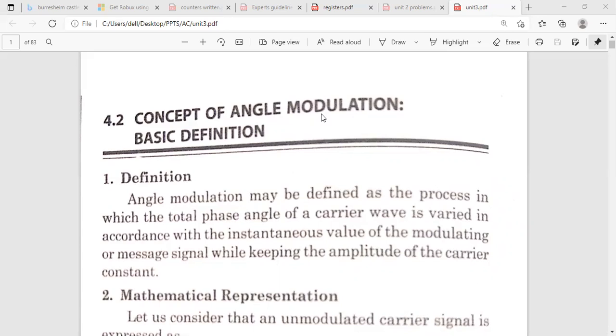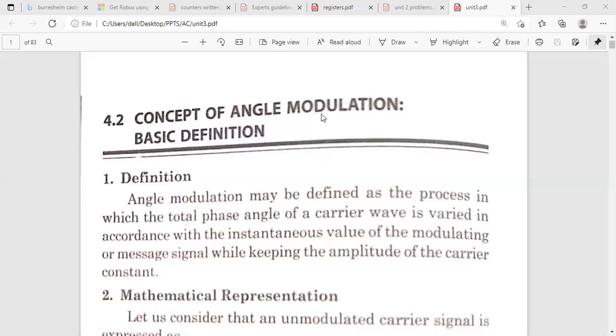So how can we define angle modulation? Here, the angle of the carrier wave is varied with respect to the instantaneous amplitude value of the message signal. The angle of the carrier signal is varied in accordance with the instantaneous value of the amplitude of the modulating signal or message signal. Only the angle of the carrier will be varied, which means the amplitude remains constant.